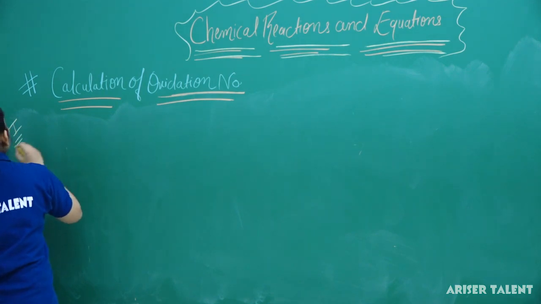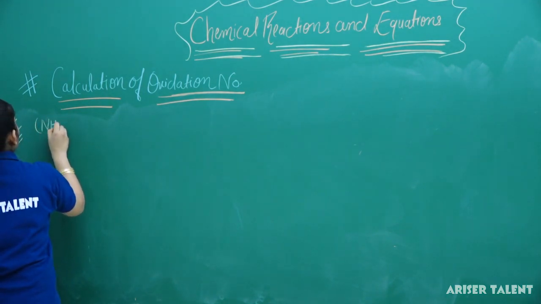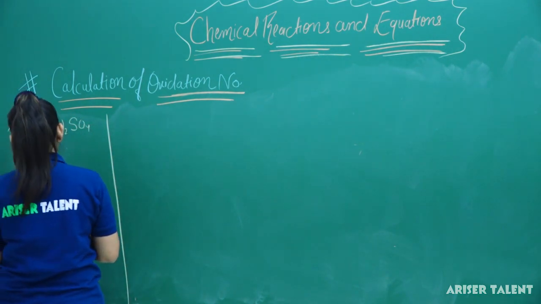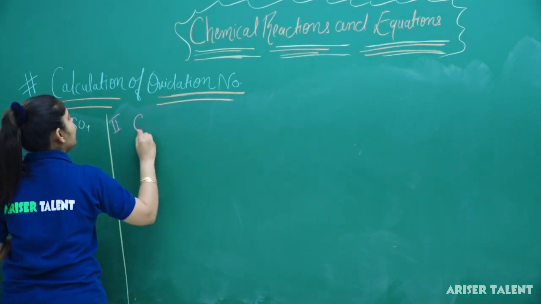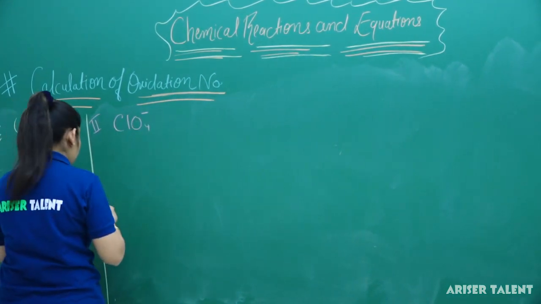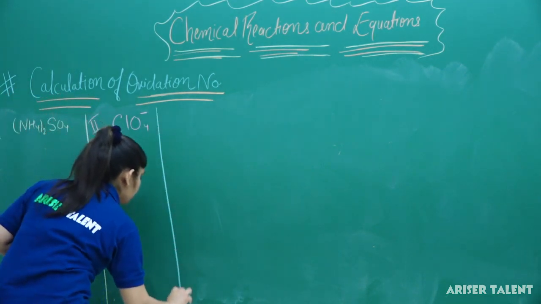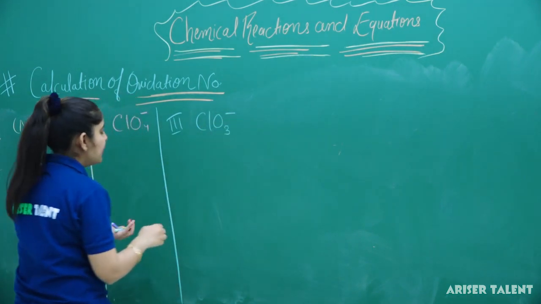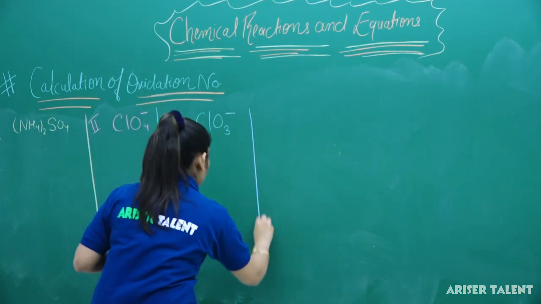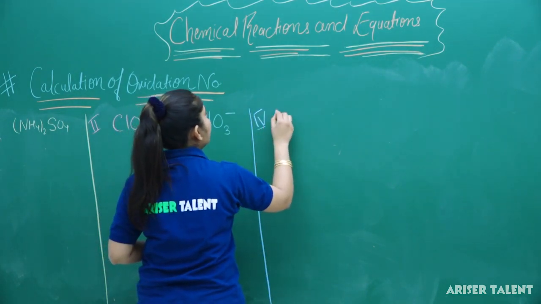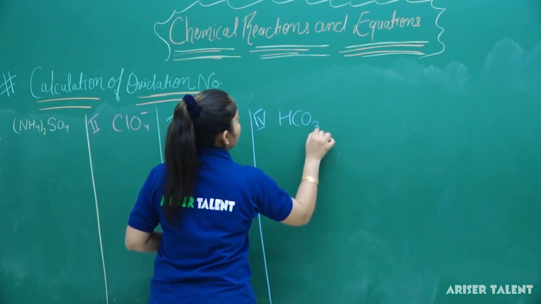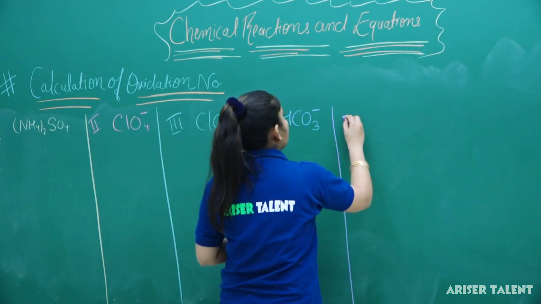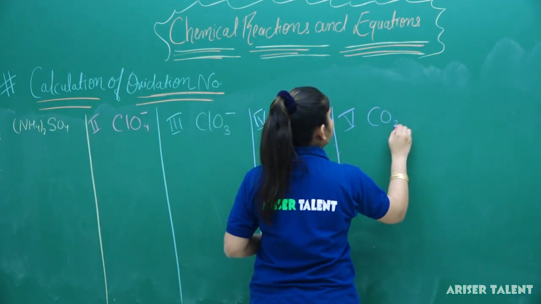The first element I am considering here is (NH4)2SO4. Second component we have the chlorate ion. Third element I have ClO3 negative with a different valency state. Fourth element we have hydrogen carbonate. Fifth element we have carbon dioxide.